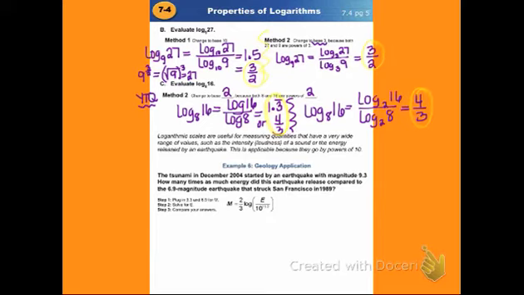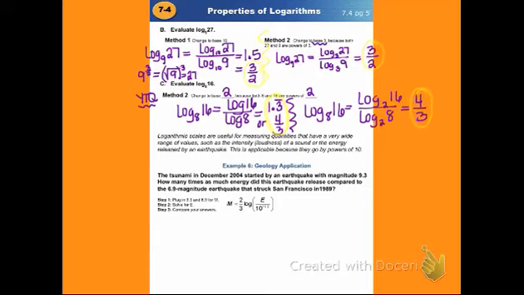Now, for our final example, we're going to be looking at a geology application with logarithms. Logarithmic scales are useful for measuring quantities that have a very wide range of values, such as intensity or loudness of sound, that's the decibel scale, or energy released by an earthquake, and they use the Richter scale. At least in the past they did. They use a more updated scale nowadays with the new technology.